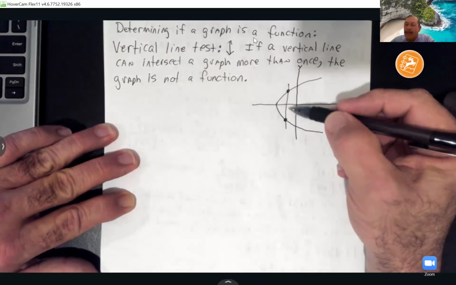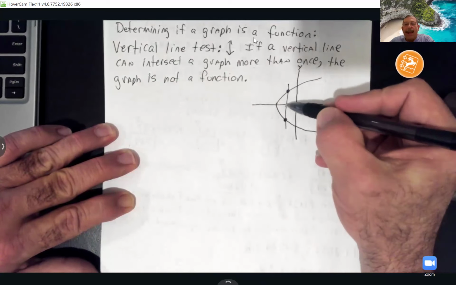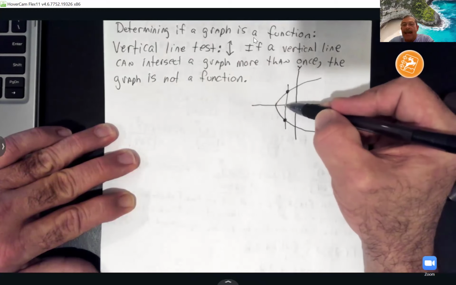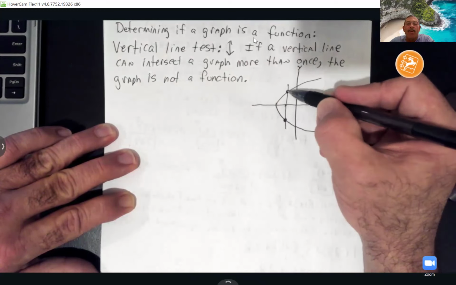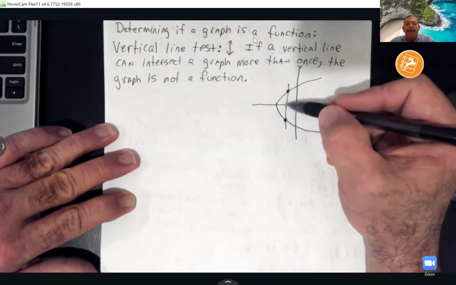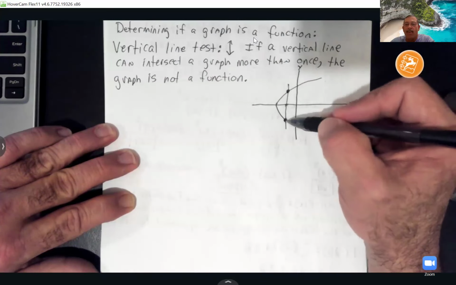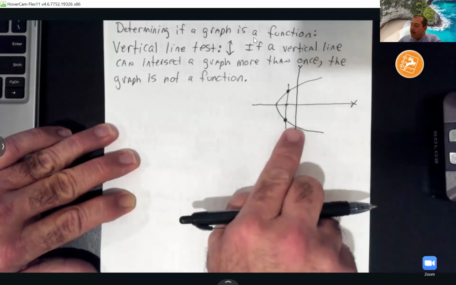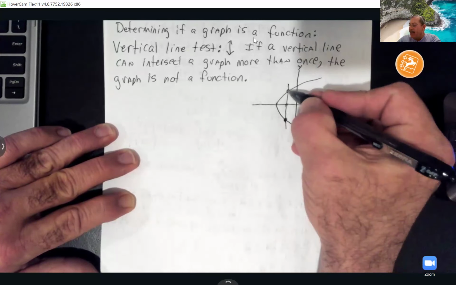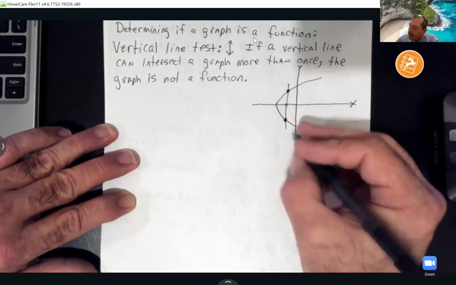So look at this, at this X value, if your graph can get intersected more than once, that means these X values have more than one Y value. And remember, we said that these X's could not have more than one Y value. So this is not a function because this vertical line can intersect it more than once.